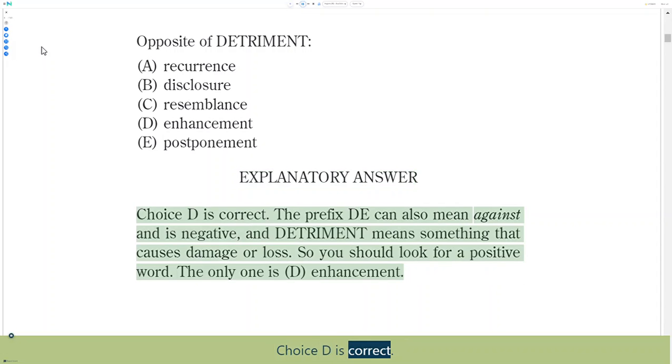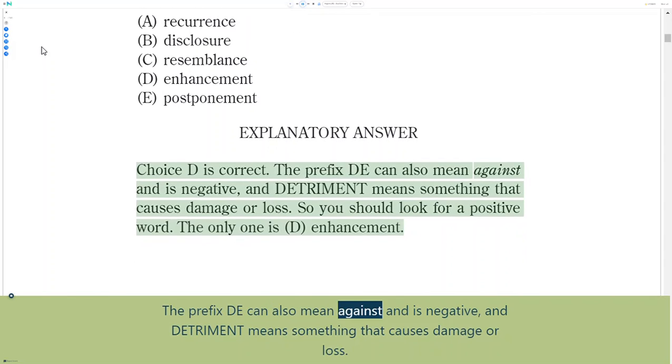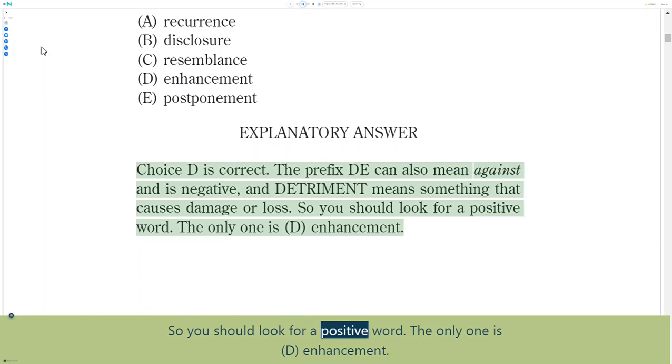Choice D is correct. The prefix DE can also mean against, and is negative, and detriment means something that causes damage or loss. So you should look for a positive word. The only one is D. Enhancement.